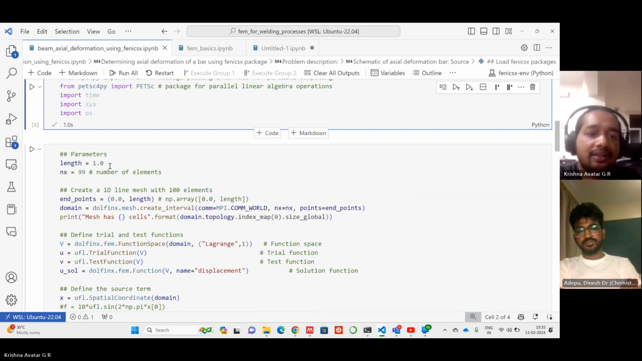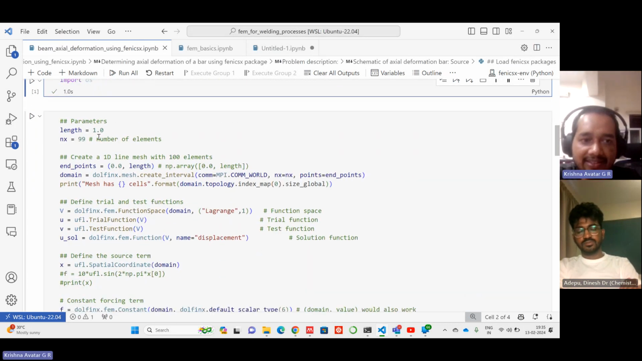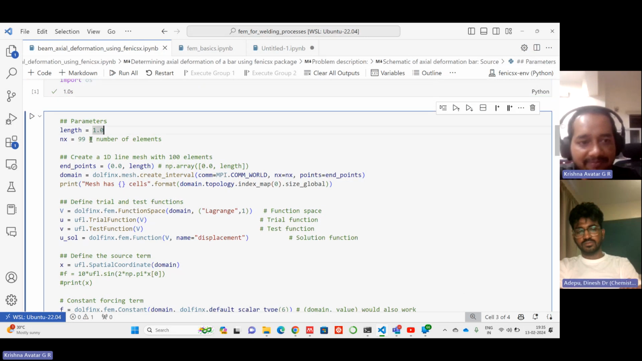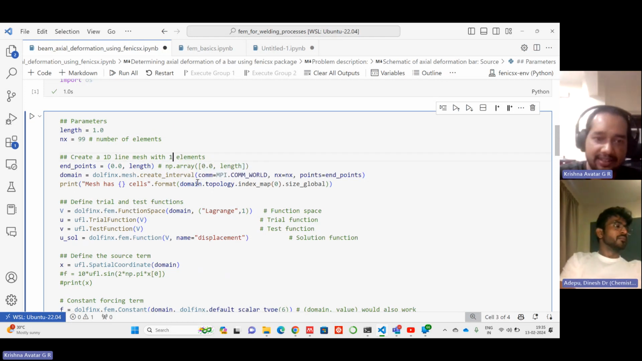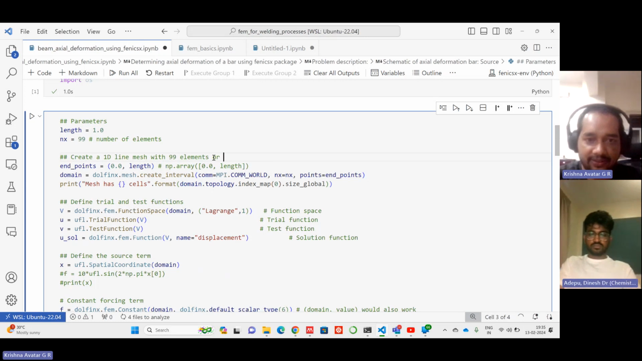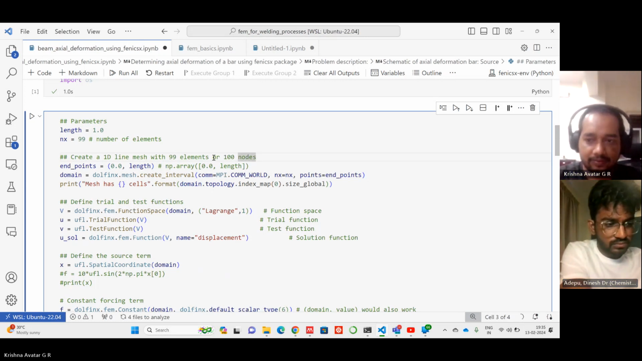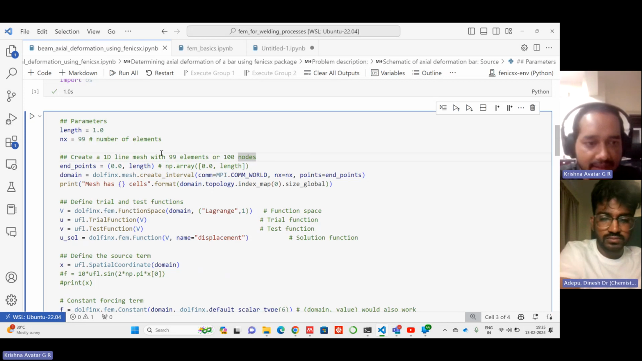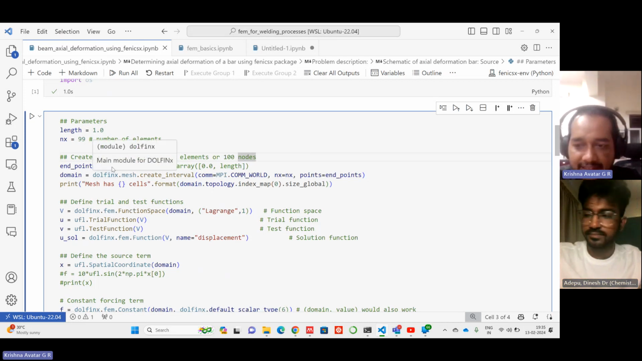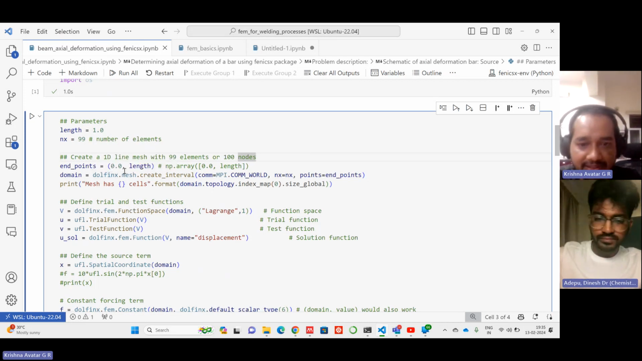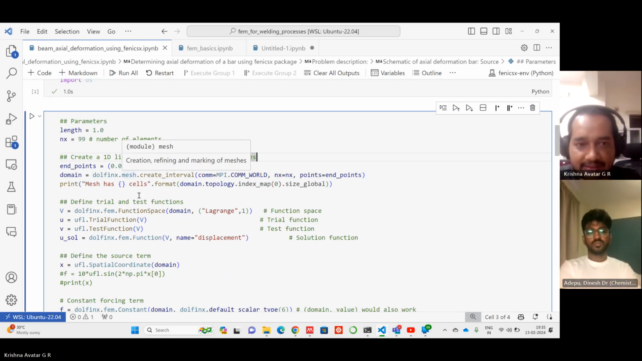Cool. So now we come to parameters. We choose a length of one and 99 elements, and then we created a 1D line mesh using 99 elements, or 100 nodes, right? And then we defined the endpoints of the domain, which is 0 to length.